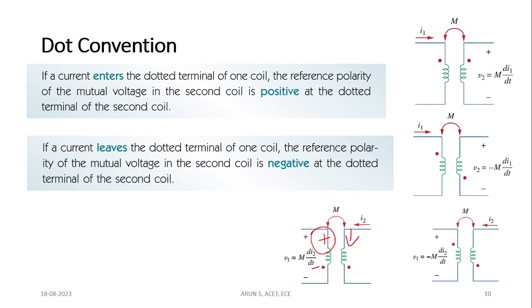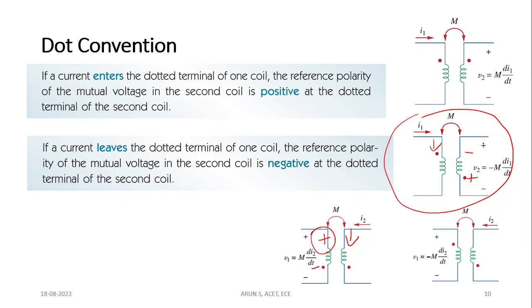So using this dot convention only, I am writing this. Let us consider this particular circuit. The current is entering the dot, so the generated voltage positive will be at the dot, negative will be at the undotted terminal. Entering the dot, so positive also. The induced voltage in the second coil, positive will be at the dot, negative will be at the undotted.